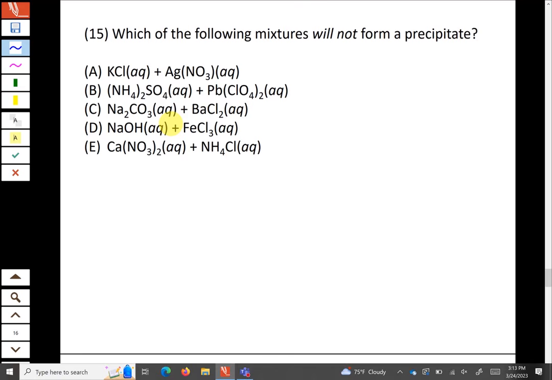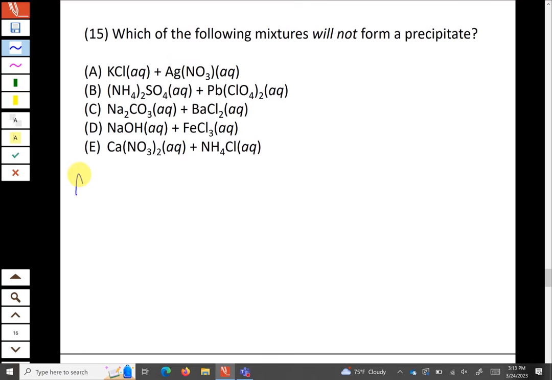The coefficients don't matter in this case. We're just trying to predict if something insoluble will form. So in this problem, all we have to do is look at the two reactants that we're mixing and just swap cations and anions to find out what the products are, and then use solubility rules to predict those. We don't have to write out the full balanced equations necessarily.